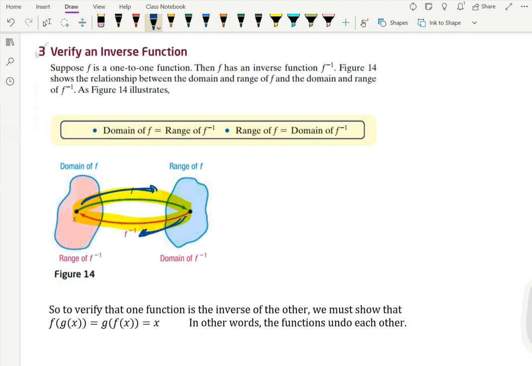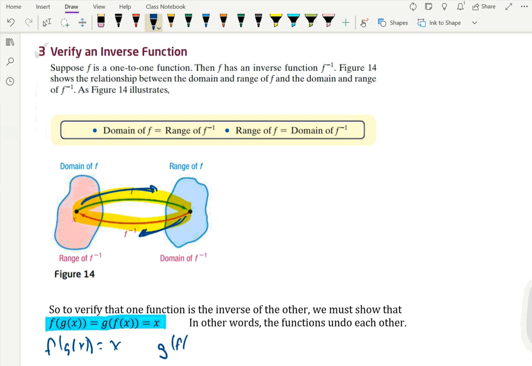What this represents overall is the composite functions that we looked at in our previous section. To verify that one function is the inverse of the other, we need to show that the composite functions of both of those, in both directions, give us just our original input. So f of g of x, let me write this out in a little more detail. I started with x, I applied the function g to it, and then I applied f to whatever this was.